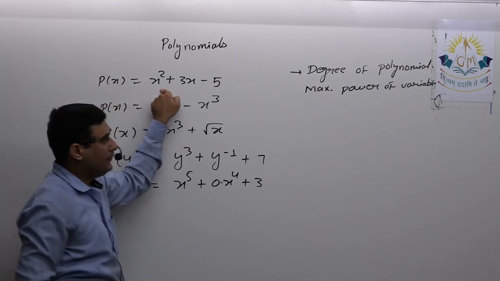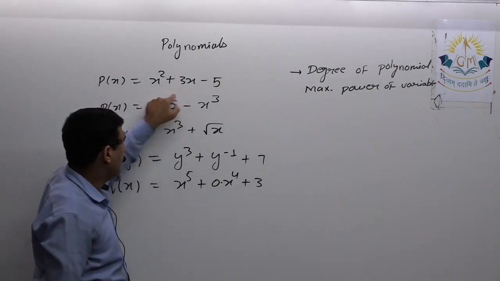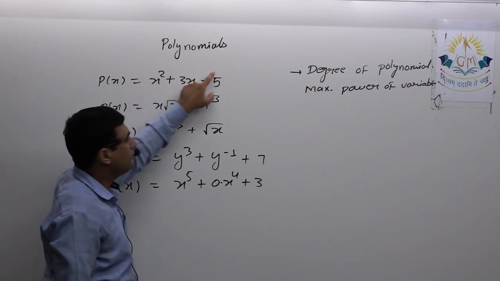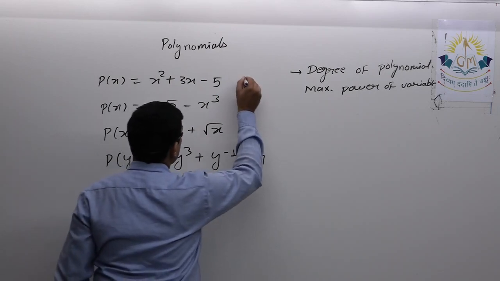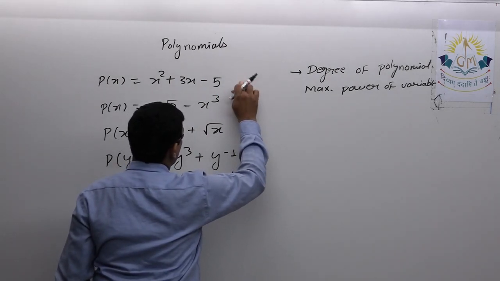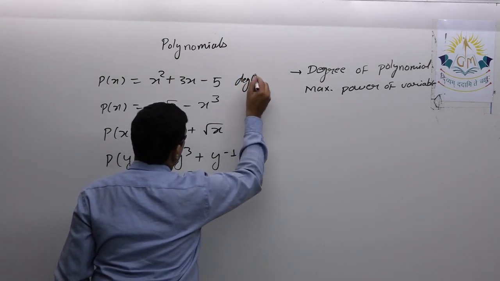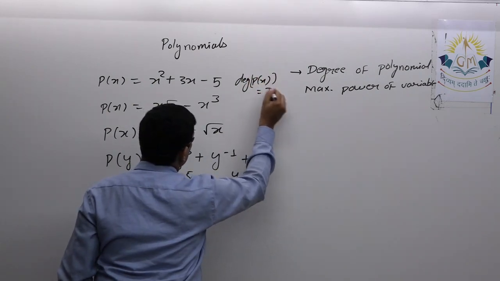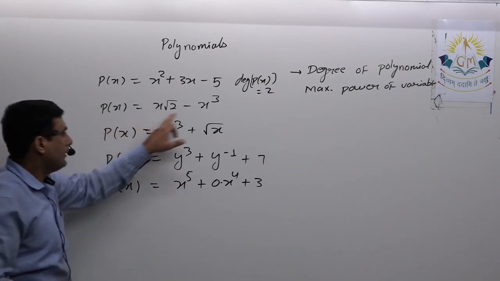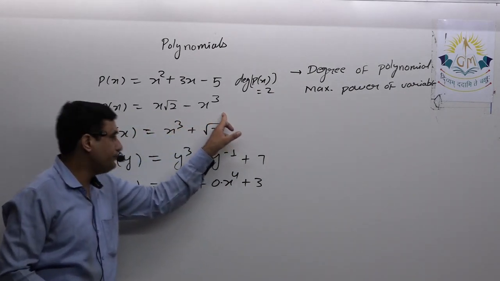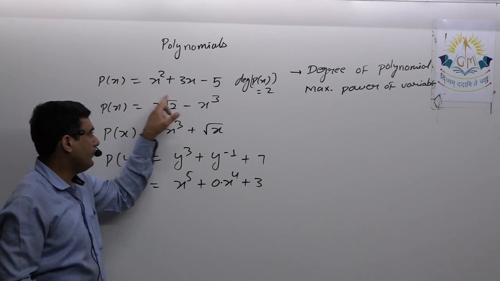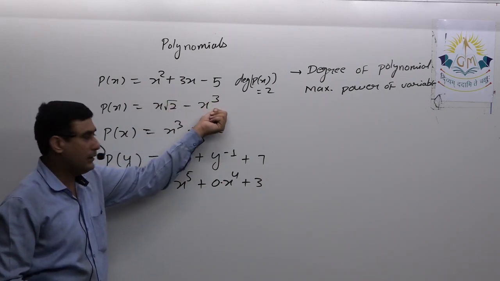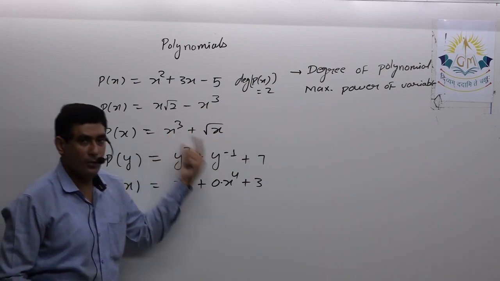First of all, we'll identify whether it is a polynomial or not. Yes, it is a polynomial and the maximum power of the variable is 2. So here we'll write the degree of p(x) is 2. Over here the degree of the polynomial is 3, because here the power is 1, here the power is 3, and among 1 and 3, 3 is greater, so the degree is 3. Over here this is not a polynomial.